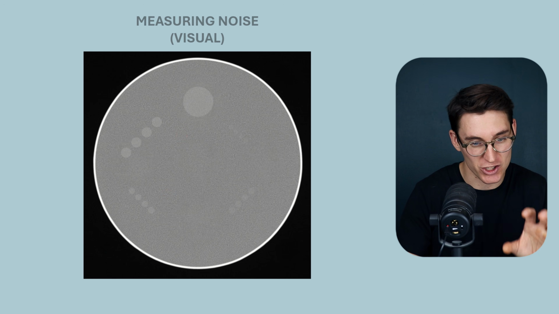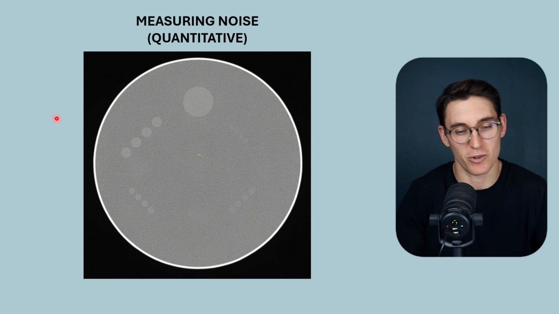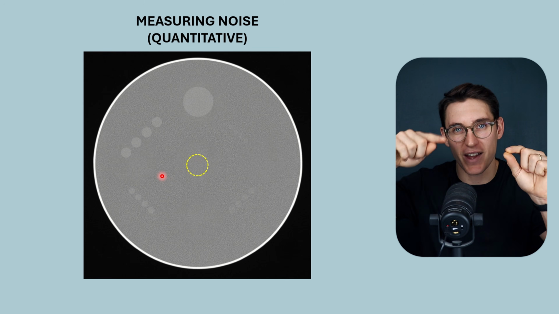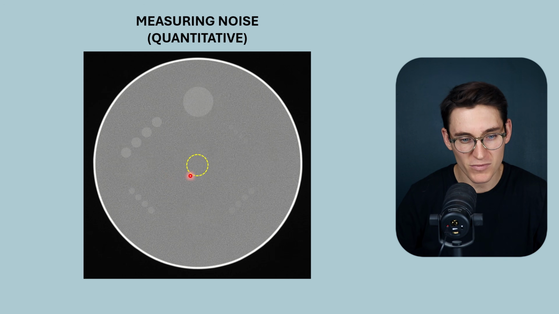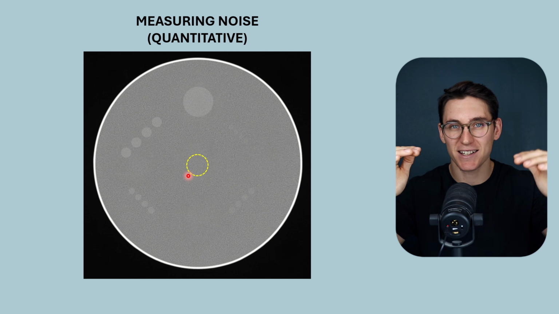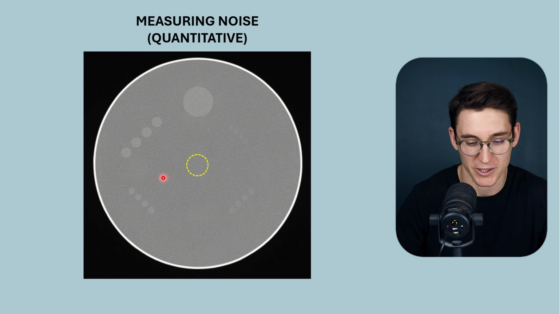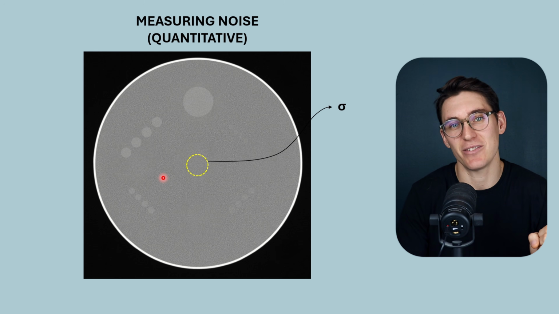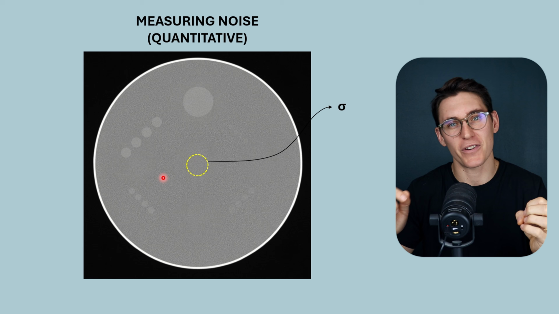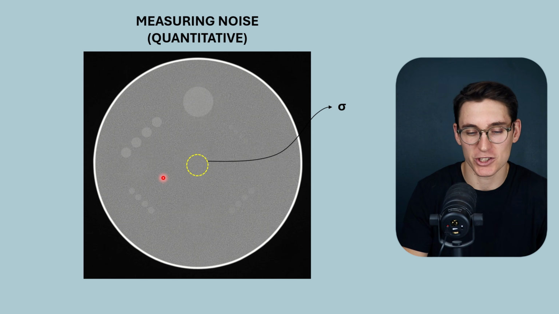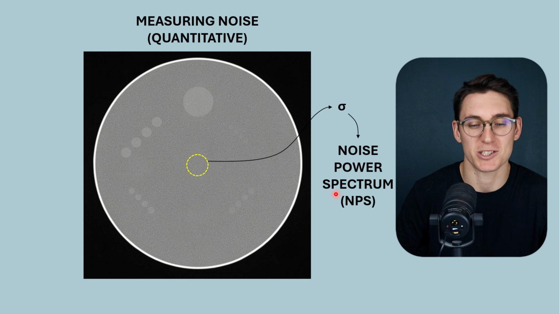We can also take a sample of this phantom, of the background noise here, and plot the signal within this sample on a graph. We can plot the variation in signal here, and we can see the standard deviation of the variation in signal within this sample. We take that standard deviation value and perform a function similar to what we did in the modulation transfer function, but instead now we're going to create what's known as a noise power spectrum.